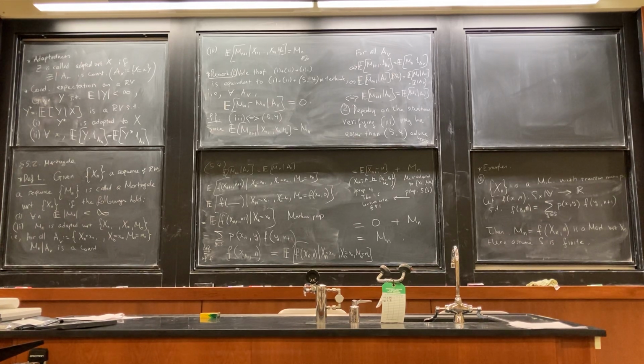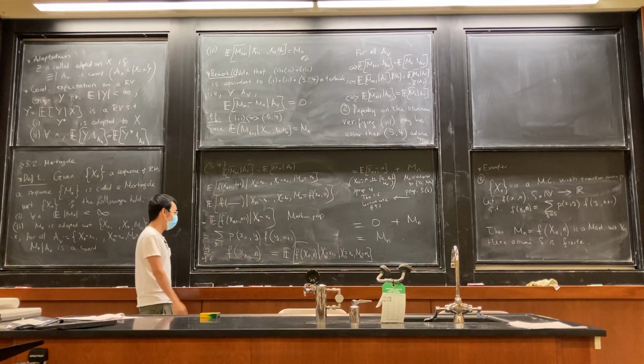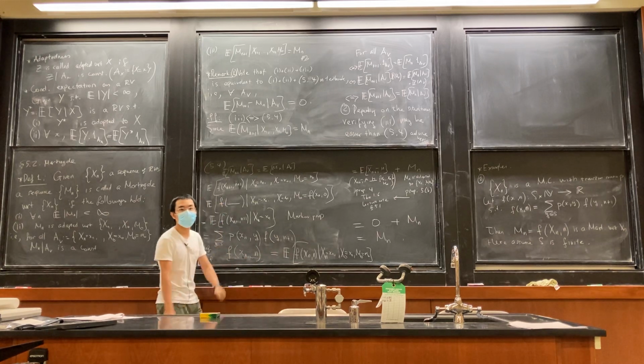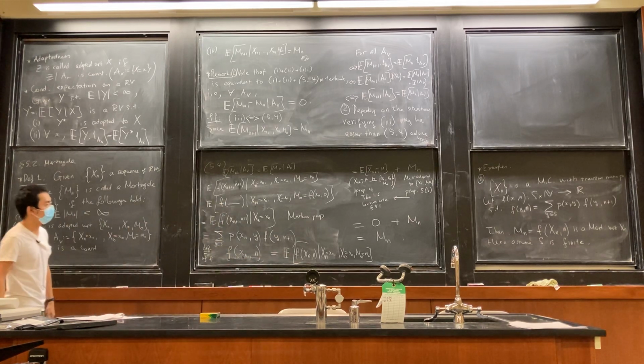The last equality is clear because if I tell you X n is little x n, then that is just this. And that is already fixed.